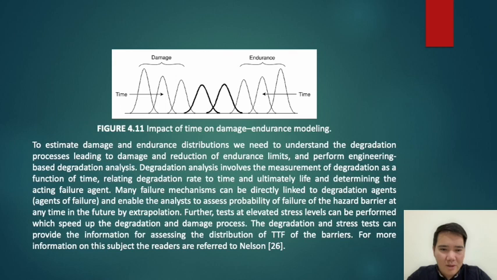Many failure mechanisms can be directly linked to degradation agents, and enable the analyst to assess probability of failure of the hazard barrier at any time in the future by extrapolation. Further, tests at elevated stress level can be performed, which speed up the degradation and damage process. The degradation and stress tests can provide the information for assessing the distribution of TTF of the barriers. For more information on this subject, the readers are referred to Nelson.